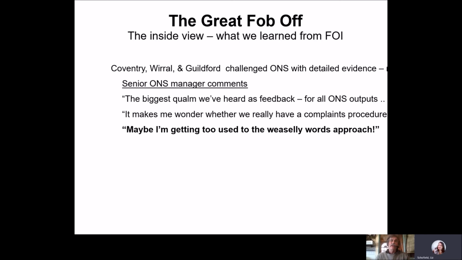And these are some of the internal comments. So one manager wrote to another saying, well, the biggest qualm we've heard is feedback for all ONS outputs. Remember that, it's for all ONS outputs. So that's population, commerce, inflation, anything else they're doing, has been that, quote, ONS is willing to hear what people say, but seems to do literally nothing with it. They just do what they were going to do anyway, with a very broad brush and little local insight.